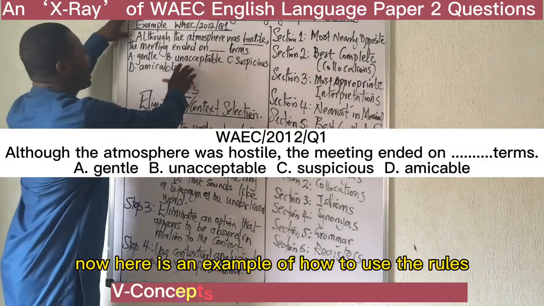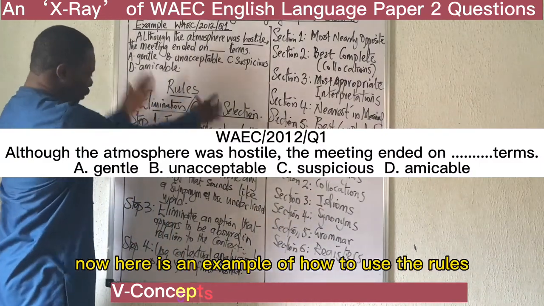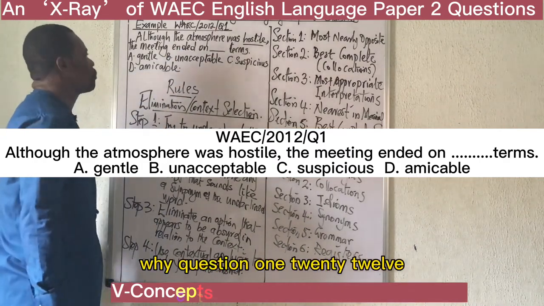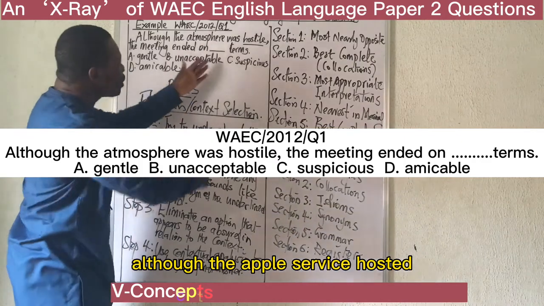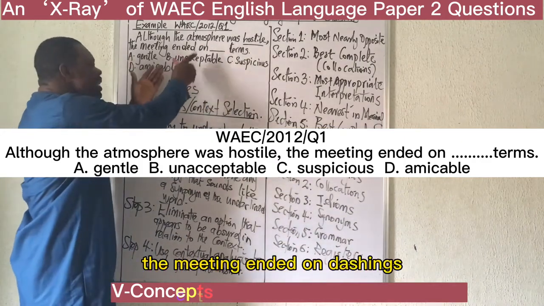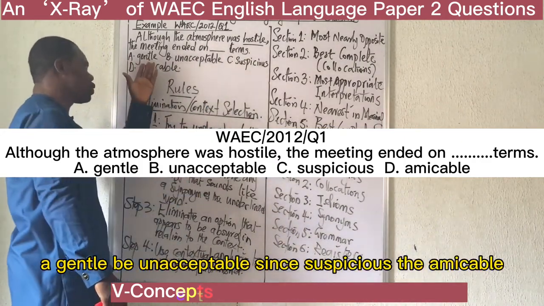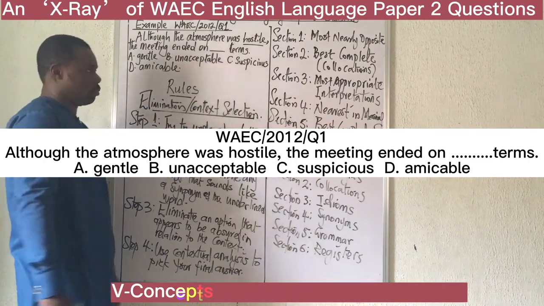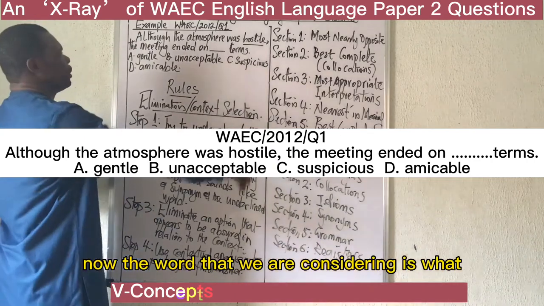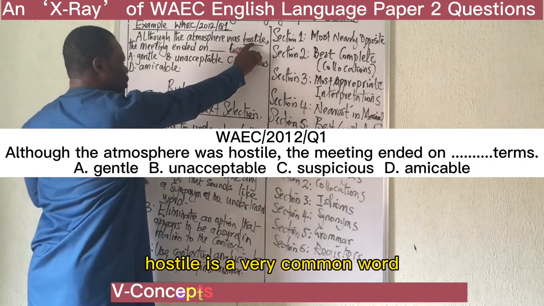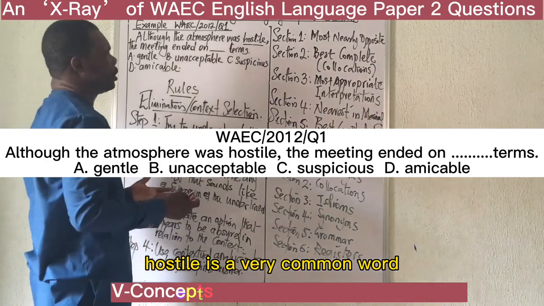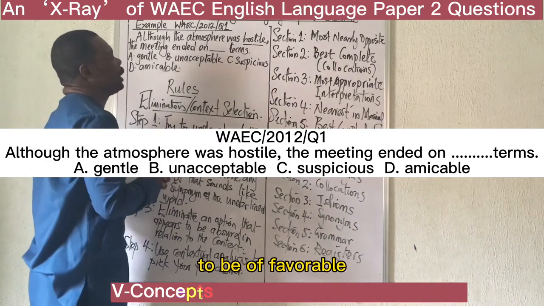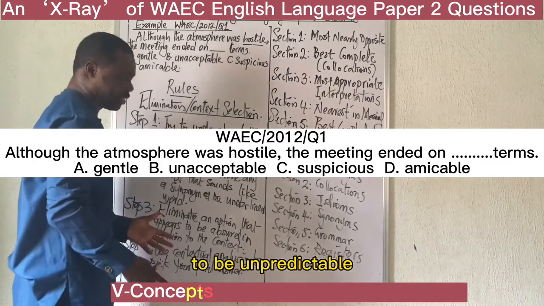Now, here's an example of how to use the rules. WAEC question 1, 2012. Although the atmosphere was hostile, the meeting ended on dash terms. A, gentle. B, unacceptable. C, suspicious. D, amicable. Now, the word that we are considering is what? Hostile is a very common word. Hostile means for something to be harsh, to be unfriendly, to be unfavorable, to be unpredictable.